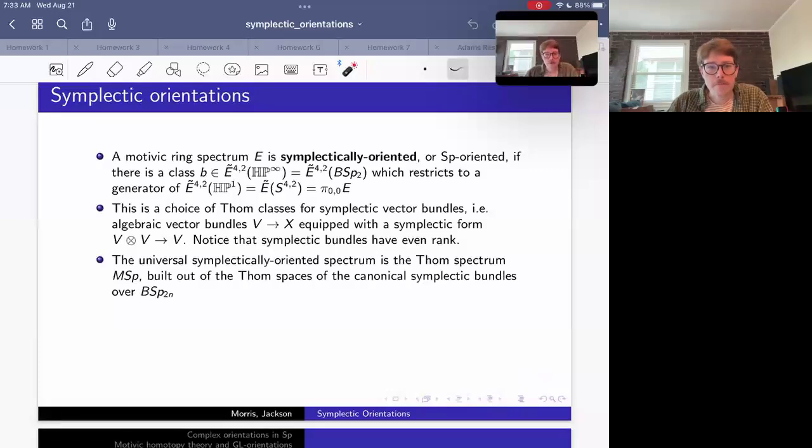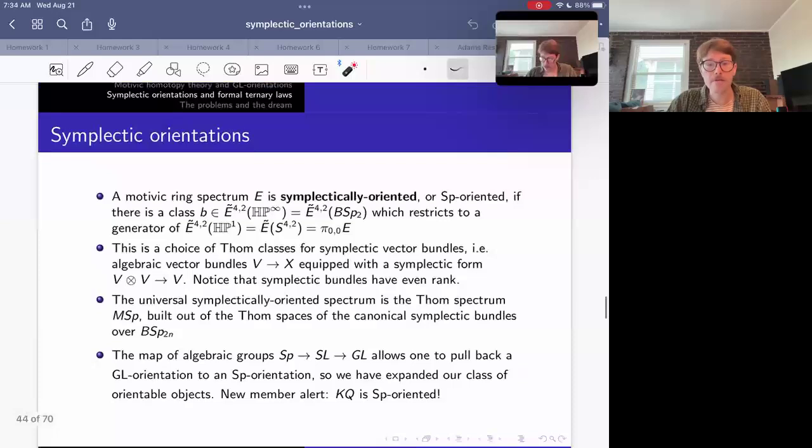Again, I have a Thom spectrum, which should be classifying these things. MSP, symplectic cobordism, is another way to think about this. And it's built out of the Thom spaces of the canonical symplectic bundles over the classifying spaces of SP2N. And something that can make this a little less obtuse is that I have a map of algebraic groups, SP to SL to GL, and I can pull back along this map, meaning that if I have any GL-oriented spectrum, I automatically get an SP orientation on this guy.